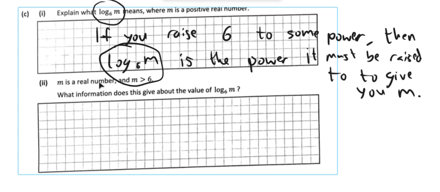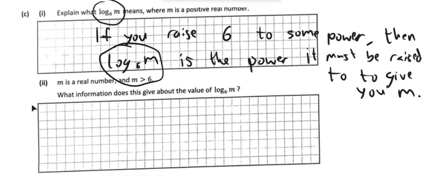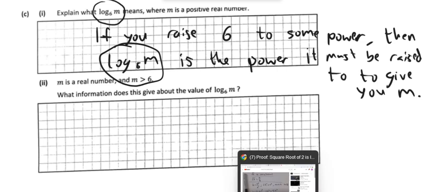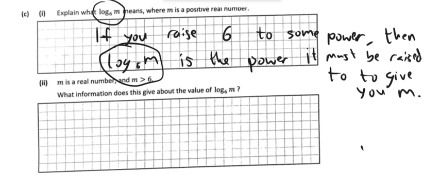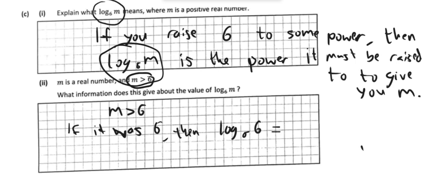Right, so m is a real number and m is greater than 6. What information does this give you about the value of log m to base 6? Right, so let's just take it that if it was 6, so m is greater than 6. So if it was 6, these are awkward questions, they're not really straightforward. So if it was 6, well then log 6 to base 6 is equal to 1.